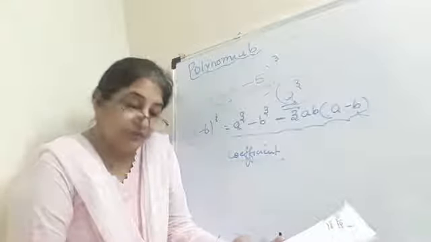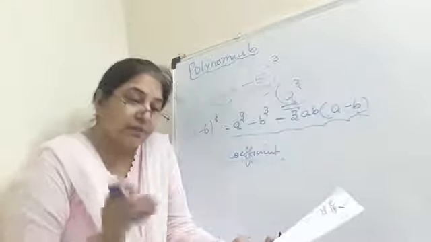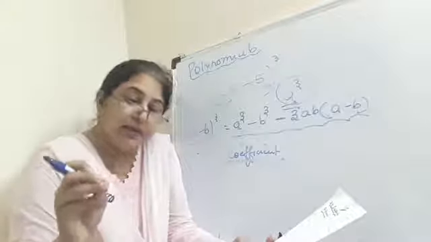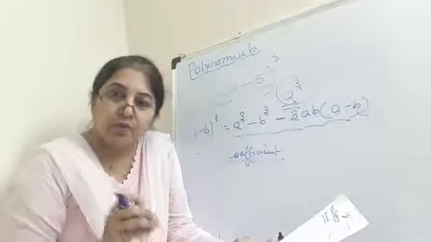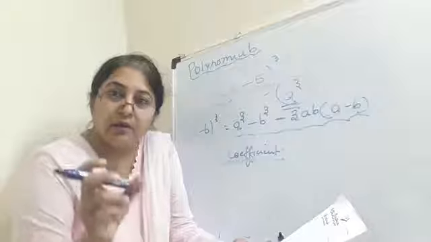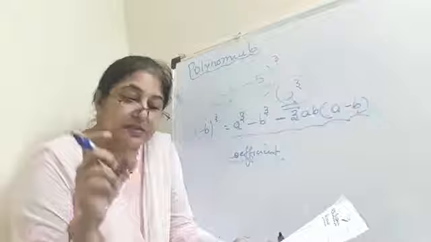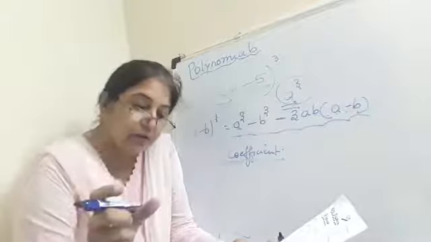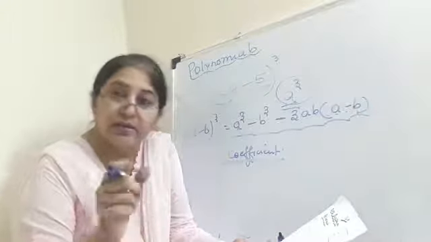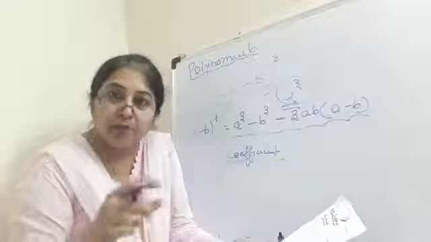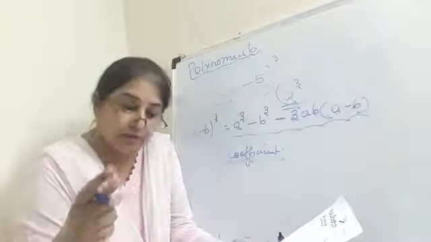Okay, so there are 2 questions, then you will find the degree. Question number 5. Now in the next question you have to write a binomial of degree 27. You know what is a binomial? Binomial is a polynomial with 2 terms. So you will write a term in such a way that the degree of the given polynomial is 27. Okay, so you have to think of these examples on your own.